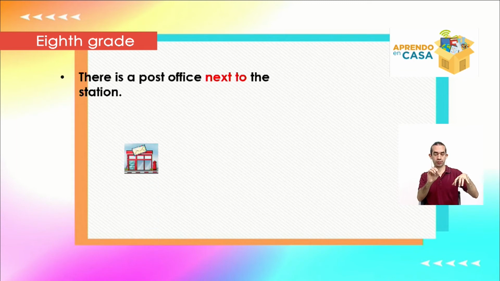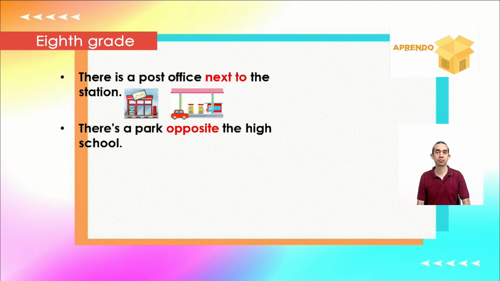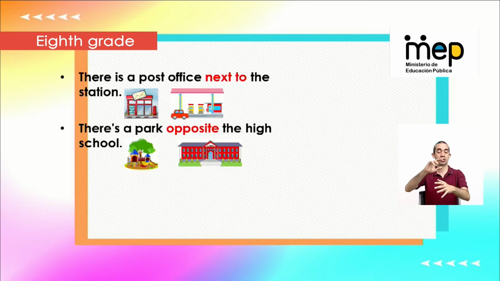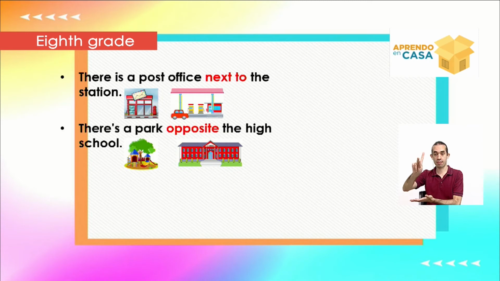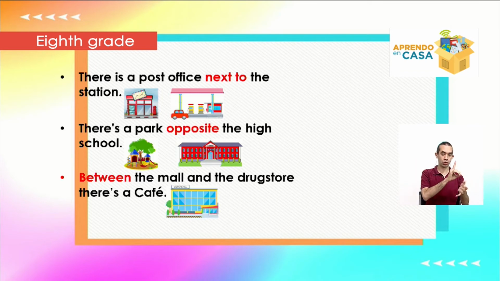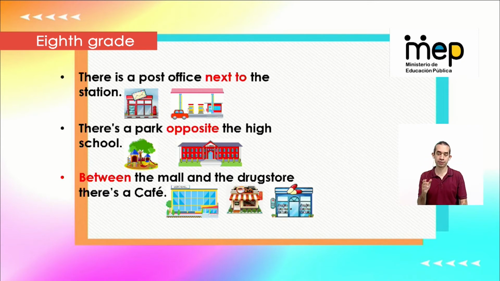Let's continue with the second one. And it is, there's a park opposite the high school. Okay, repeat, opposite. Very good. So there's a park opposite the high school. Excellent. Let's continue with the next one: between the mall and the drugstore, there's a cafe. Very good. Between the mall and the drugstore, there is a cafe.